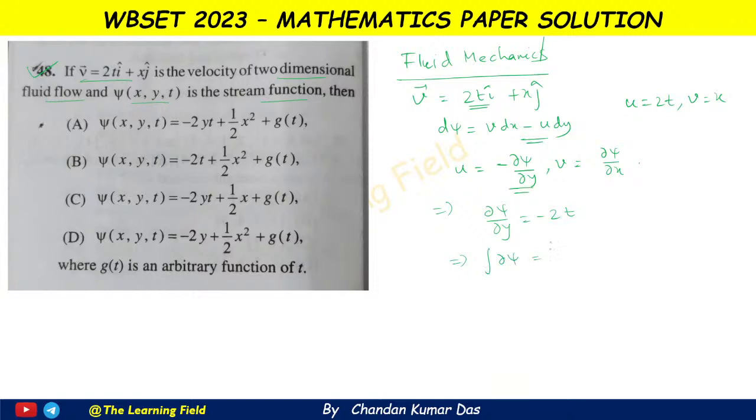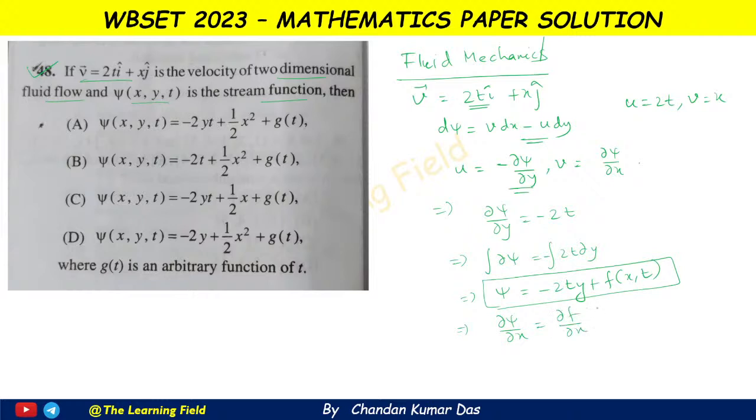If we integrate with respect to y, then integration del psi equals integration minus of 2t del y. This gives psi equals minus 2ty plus f of x and t. Okay, so we get this term. Now if we differentiate with respect to x, del psi del x equals, this term gives 0 and this gives del f del x.